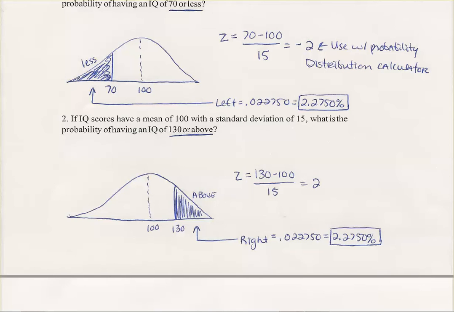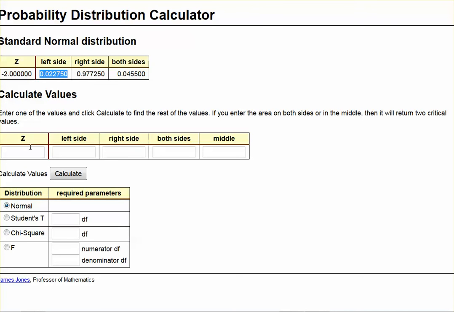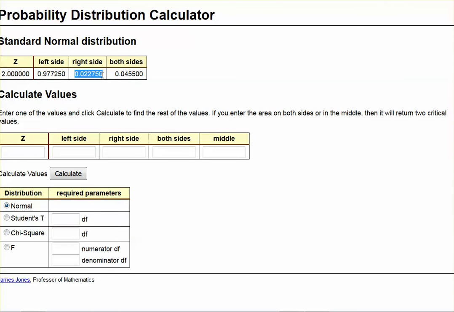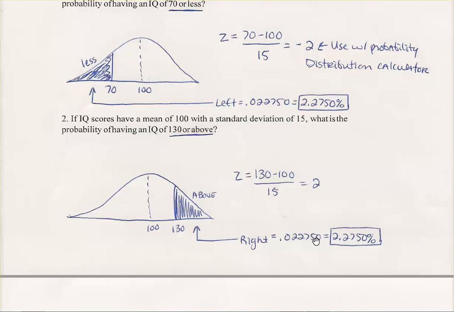We then go to our probability distribution calculator, come down here, put 2 in, click calculate, and we get our left side, our right side, and both sides. So which side do we want? Well, we're doing above this number, and above is a right side. So over here, right side is this value. Back here, it's this, which they are the same. I just flipped one side and the other, but you still get the same idea of how you would find that.